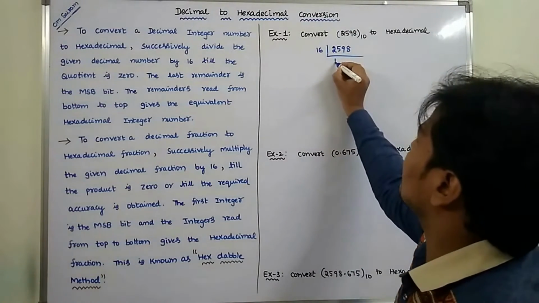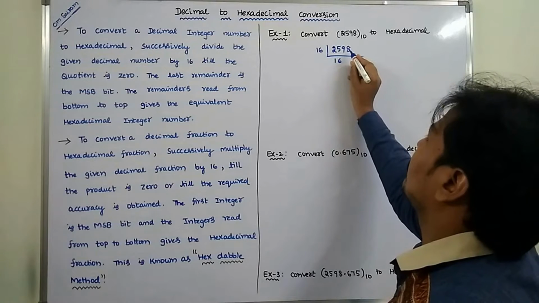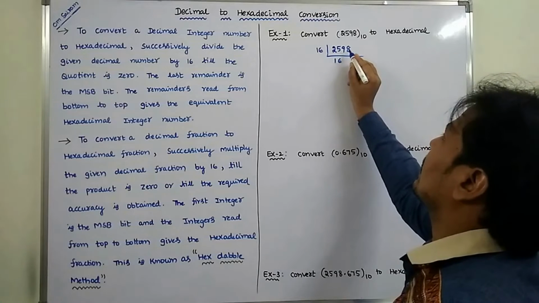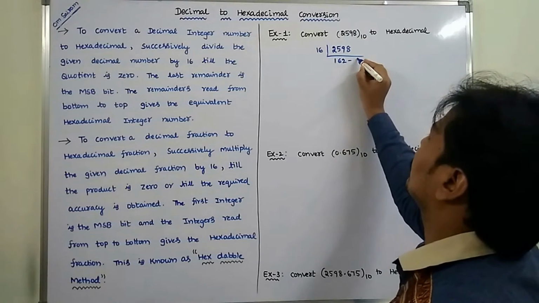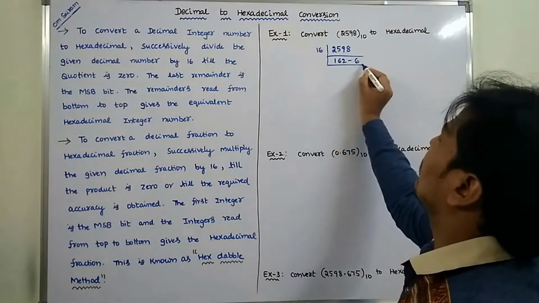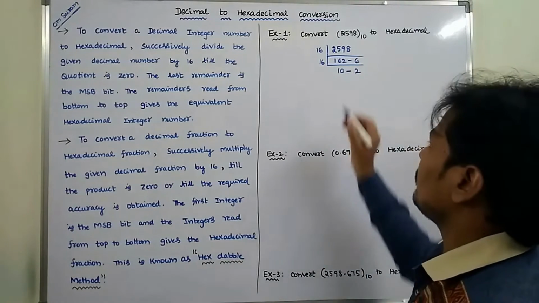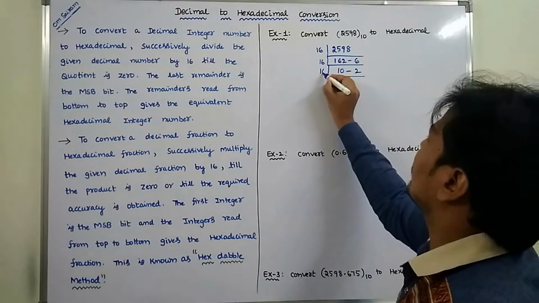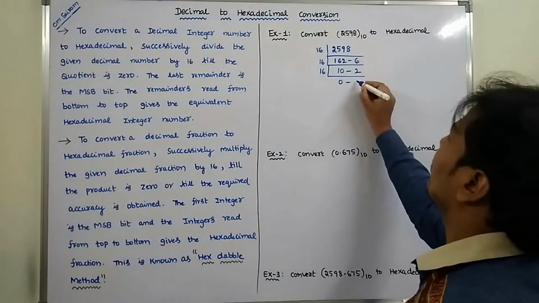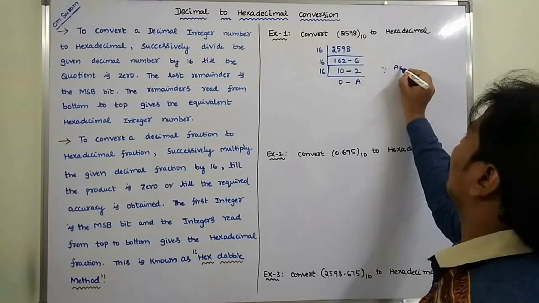So 16 ones are 16, 16 sixes are 96, 16 one is 16, 66, 38, 16 twos. So the remainder is 6. Okay. Next one is 16 tens. So the remainder is 2. And 16 zeros, 0. The remainder is 10. In a hexadecimal number, 10 can be written as capital A. So therefore, A is equal to 10.